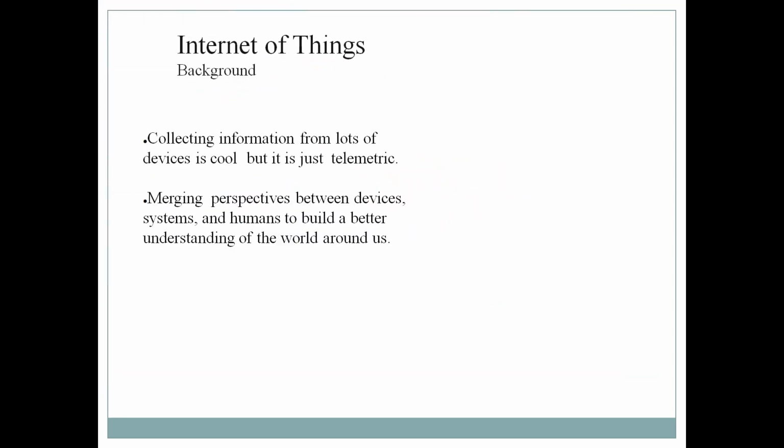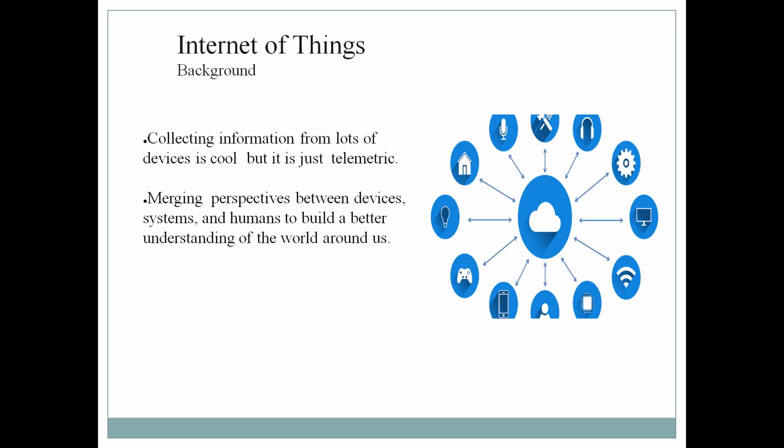So what is the background of Internet of Things? I will briefly explain what exactly it is. It is collecting information from lots of devices. It's cool, but it's just telemetry, right? So it merges perspectives between devices, systems, and humans to build a better understanding of the world around us. That is the main purpose of Internet of Things.